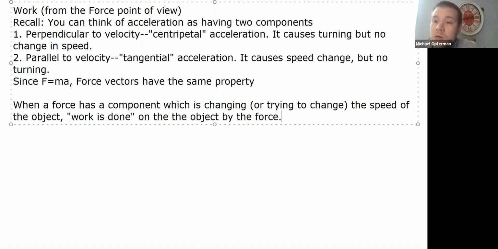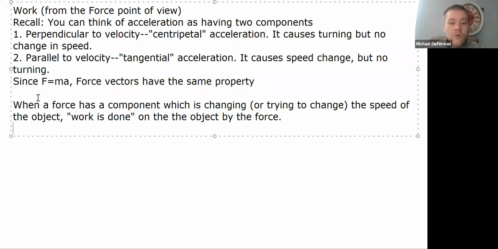So the first thing I wanted to do is basically define work. When you hear that work is done on an object, if you're thinking about forces, the first thing that should pop into your mind is that there is some force which is either pushing the object forward and trying to speed it up, or pulling the object backwards and trying to slow it down. That's the key concept for what work is from the standpoint of forces. If you have a force that's only centripetal, only perpendicular to the object's motion, that force is not going to do any work on the object.